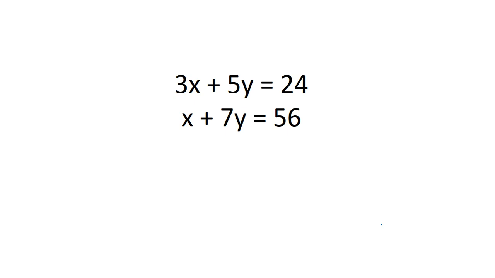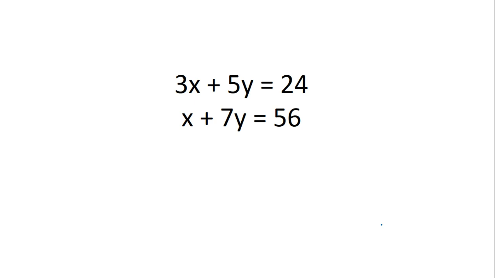For example, we have two equations. One is 3x plus 5y equals 24, and the other one is x plus 7y equals 56. Now, if I want to find out the value of x, if it was just a normal equation where one of the variables was missing, I would just isolate it and simply find it out.